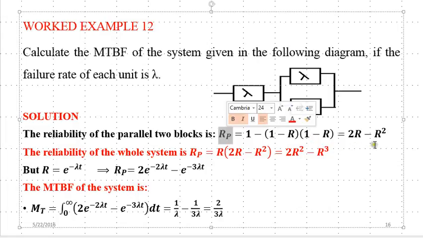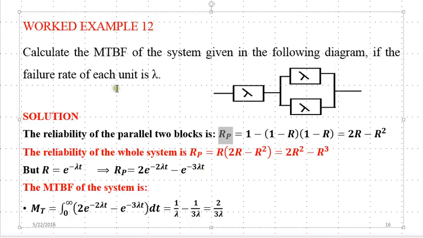So if you expand this one, it will give you 2r minus r squared. And if this 2r minus r squared is multiplied by the reliability of this one, which is r, it should give me 2r squared minus r cubed. But we know r is equal to exponential minus lambda t. So I should have 2 exponential minus 2 lambda t, minus exponential minus 3 lambda t.